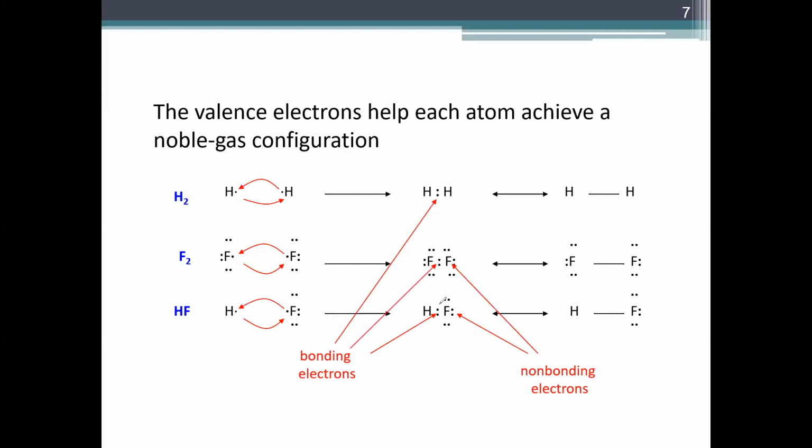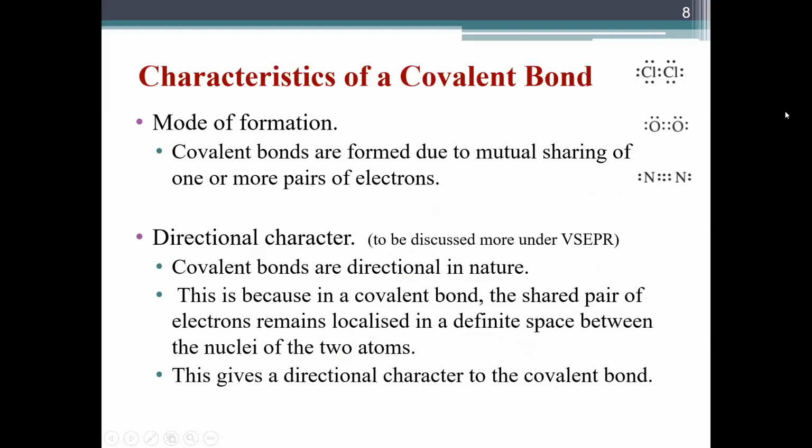So let's continue with the characteristics. So we said that the electrons are formed as the result of mutual sharing. And I asked the question for the molecule we have here: how many bonding electron pairs do we have in the chlorine molecule? 1 pair. What about non-bonding electron pairs? Non-bonding for chlorine. 6, correct, 6 non-bonding.